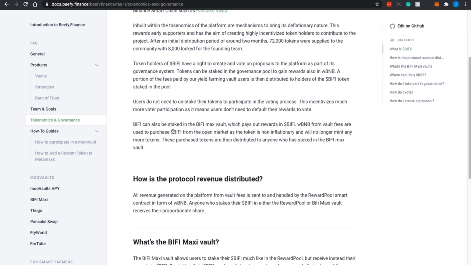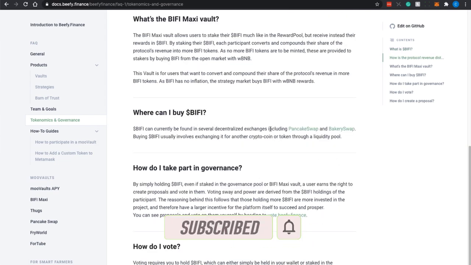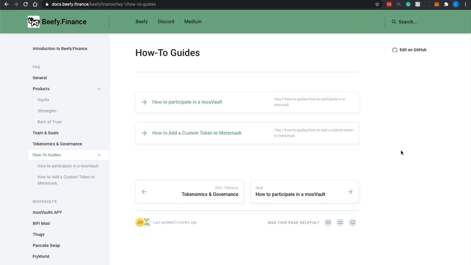It mentioned here that BIFI can also be staked in the BIFI vault, which pays out rewards in BIFI. It's already stated here. As for how the protocol revenue is distributed, anyone who stakes their BIFI in the reward pool or the vault will receive their proportionate share in BIFI. If you wish to buy BIFI, you can purchase through PancakeSwap or BakerySwap. If I'm not wrong, right now you can also go to Binance.com, their Innovation Zone, to purchase BIFI. And up next are their how-to guides: how to participate in their vaults, and how to add the BIFI token to your MetaMask.